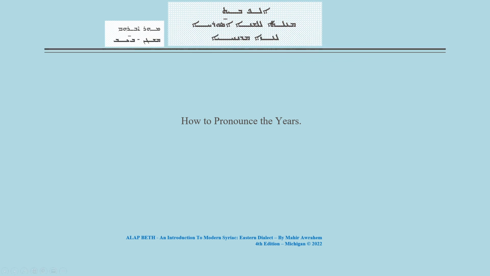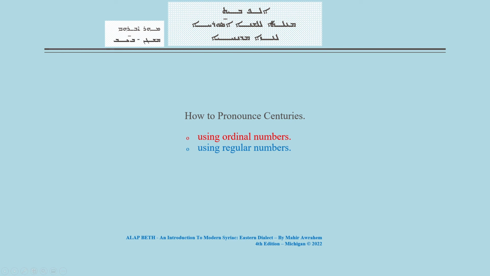Okay. Pronouncing century, that we need to know. We learned that shata is feminine, that's why a year from 1 to 10 has to be in a feminine form. Other than that, it could be the same. Now, century, dara, is masculine. So we're going to use the masculine form of the ordinal number, or when we use the regular number to represent the century. So we have two ways of saying the century. All numbers associated with it should be in the masculine form.